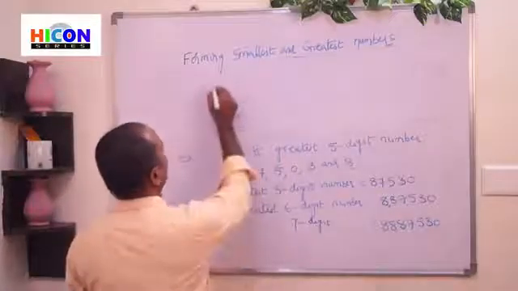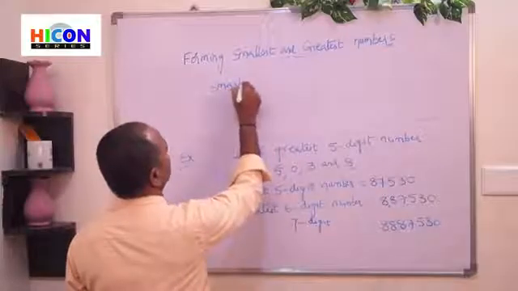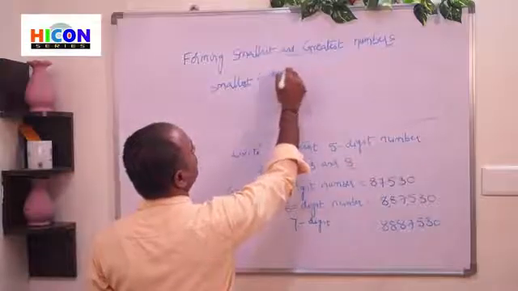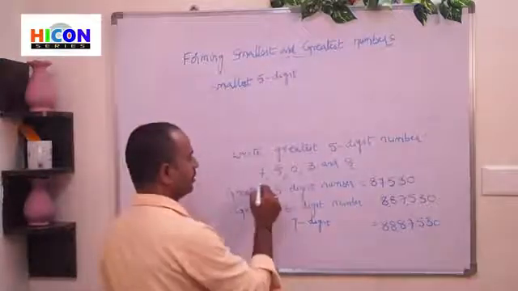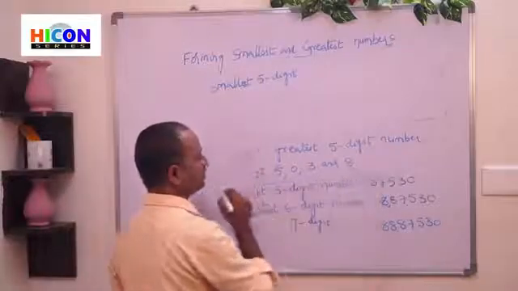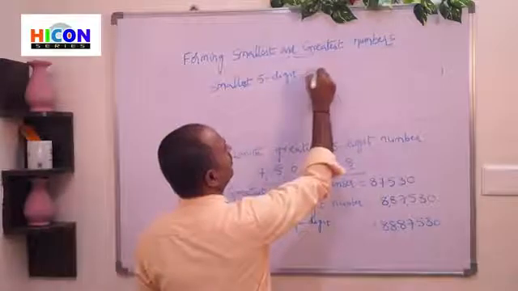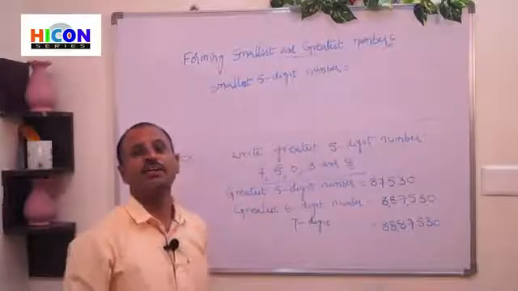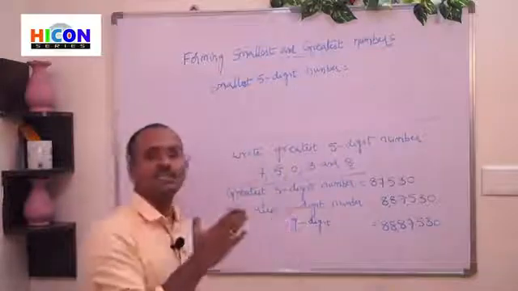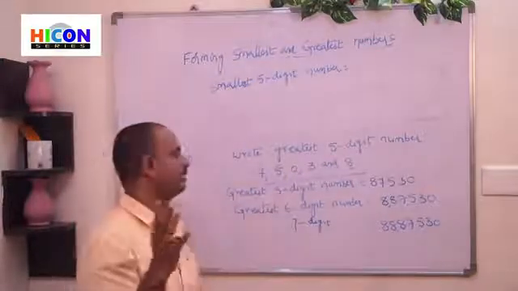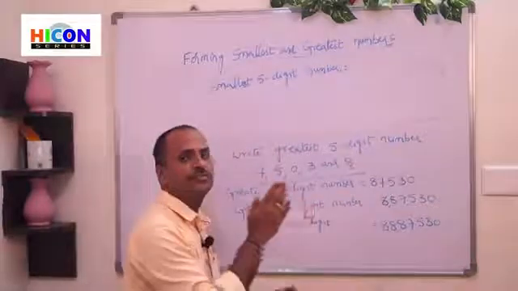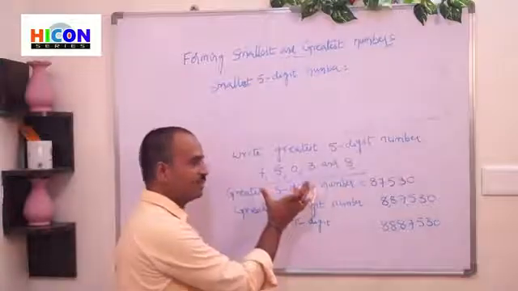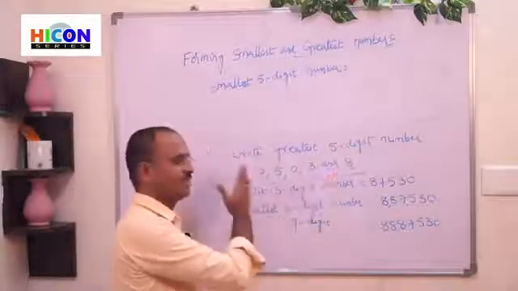The smallest number can be obtained by arranging the given digits in ascending order. So write the smallest 5-digit number by using these 5 digits. We can obtain it by arranging the given digits in ascending order, that means from smallest to greatest.